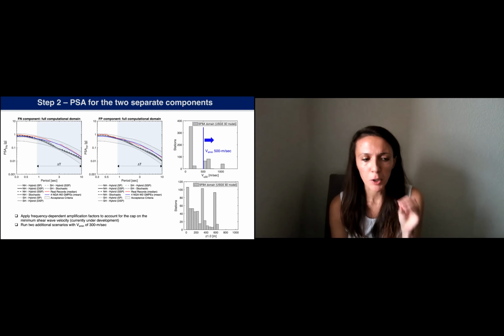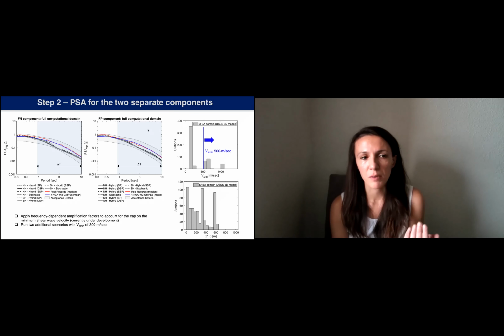Given this, our current approach is to apply frequency dependent amplification factors to account for this cap on the shear velocity. But at the same time, we're also performing two additional scenarios with a reduced minimum shear velocity of 300 meters per second, with a twofold objective.